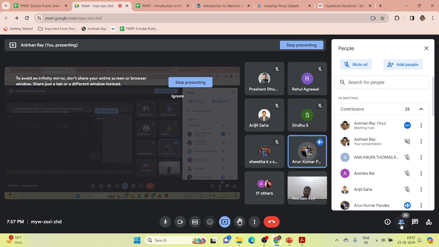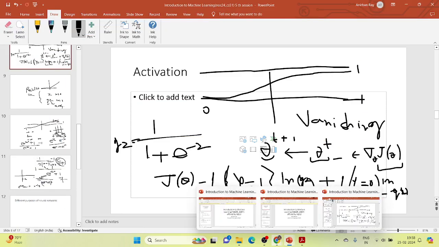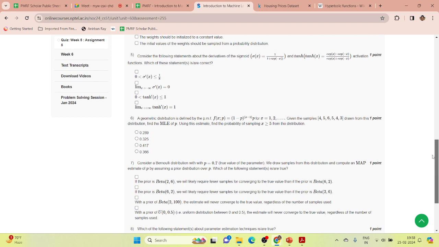Question number six. I have calculated the value of P by using the PMF, (1 minus P) to the power x minus 1, times P. We have been given six samples: 2, 4, 6. From this distribution, find the MLE of P using the estimate. Find the probability of sampling x greater than 5. What does x greater than or equal to 5 mean? X is 5 or 6.